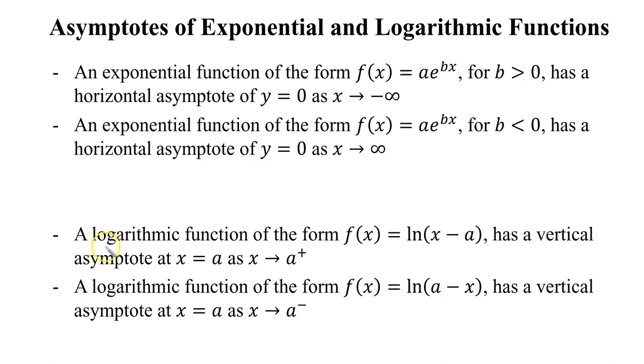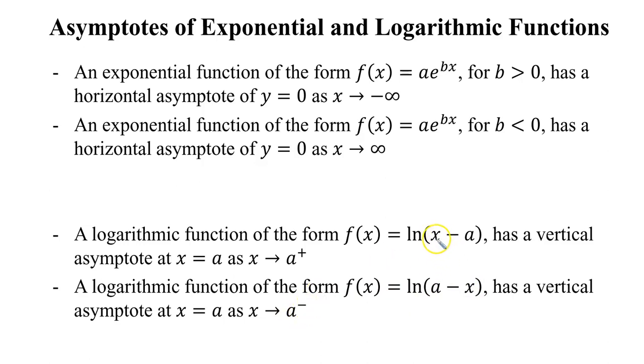For the logarithmic functions, our natural logarithmic functions, the natural log of x minus a is going to have a vertical asymptote at x is equal to a. So you take what's inside here and set it equal to 0. Okay. For this one, when we have a minus x, it's going to also have a vertical asymptote at x is equal to a. This is going to happen as x approaches that value from the left-hand side. So for the functions where I have a constant minus x, then the graph is going to be to the left side of that vertical asymptote.